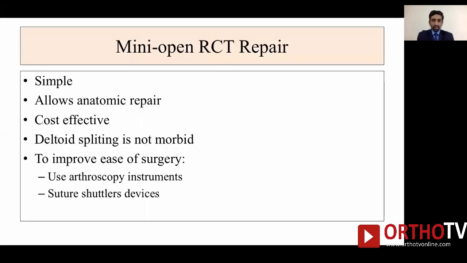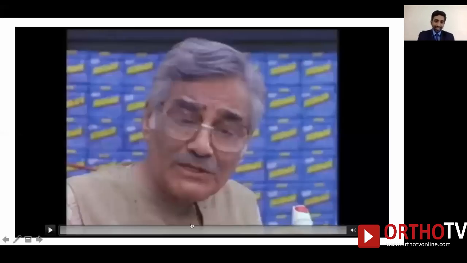So in summary, mini open cuff repair is simple. It allows anatomic repair. It is cost effective. Deltoid splitting is not morbid, and to improve the ease of repair, we need to use the arthroscopy instrument and use suture. So this small video summarizes the entire philosophy of doing it by the mini open repair.